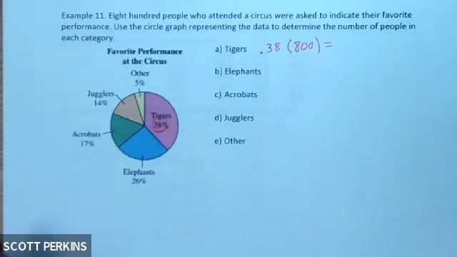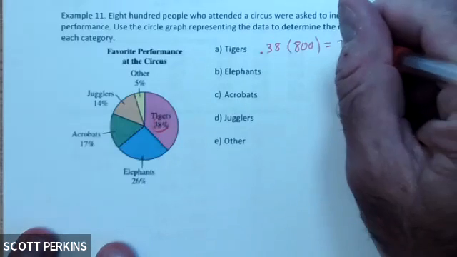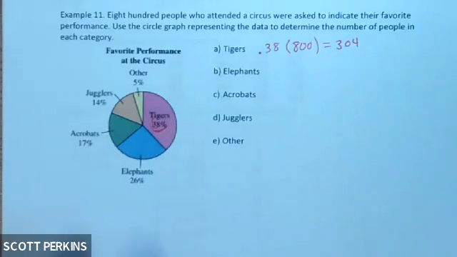Then you're going to throw that down in your calculator, and I forgot my calculator. It's somewhere, so I'll just use Apple here. 800 times 0.38, and that turns out to be 304. Okay, so out of the 800 people, 304 liked the tigers best. And so I'm going to give you like 90 seconds, just real quick, go through the other ones and just practice with your percents.